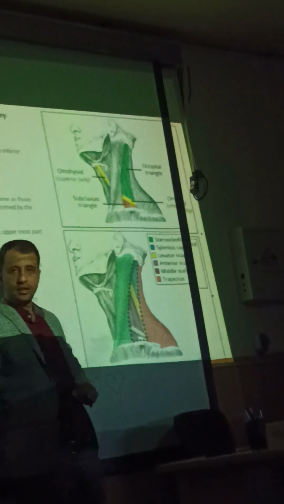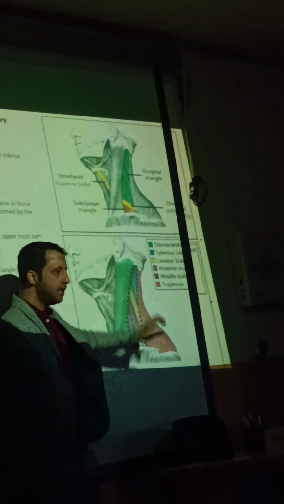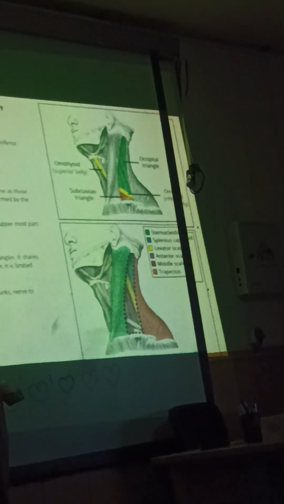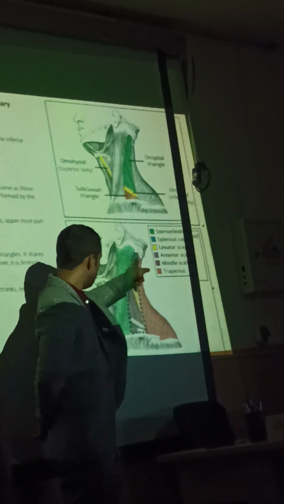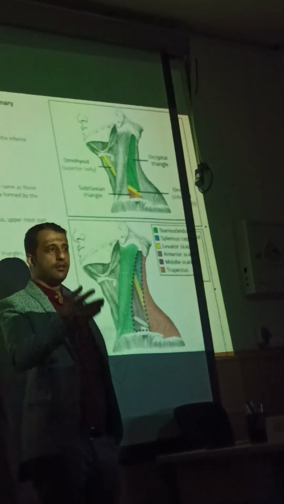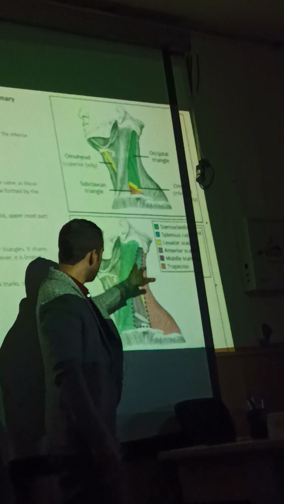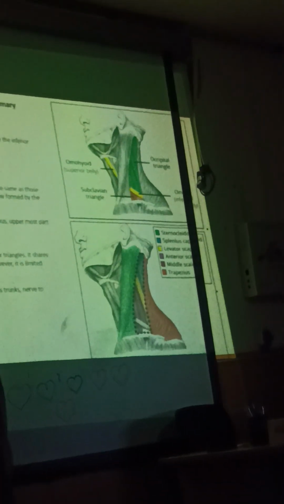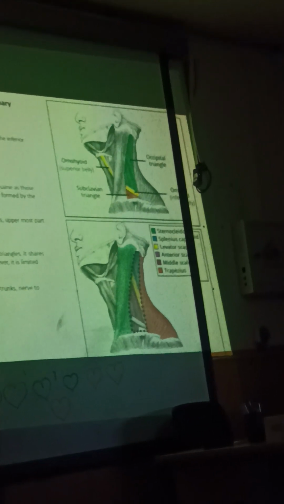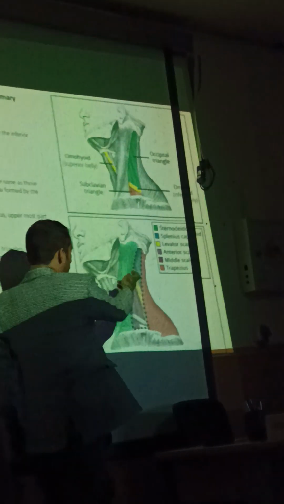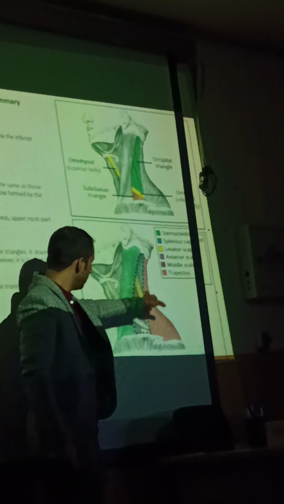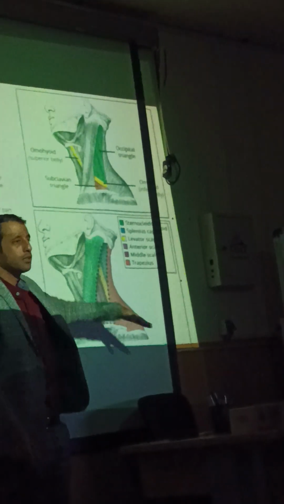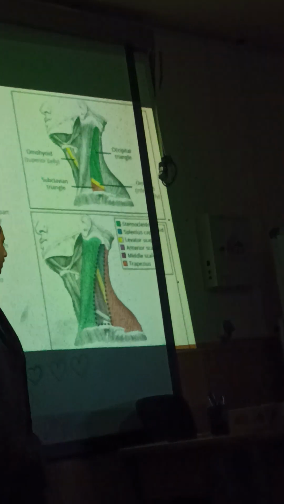Superior and inferior. Superior is also named the occipital triangle. So, tell me the boundaries of the superior triangle or the occipital triangle. Anteriorly, the posterior border of SCM. Posteriorly, the anterior border of trapezius. Inferiorly, the belly of omohyoid.